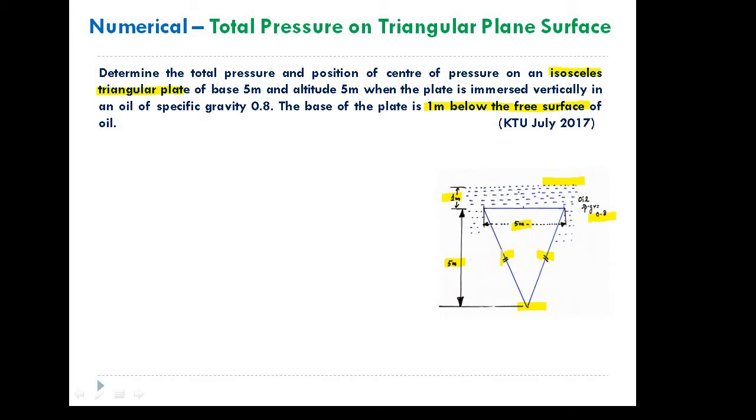Okay, so let us read the question once again. Determine the total pressure and center of pressure, that is P and h star, of an isosceles triangle, base 5 meter, altitude 5 meter. So if base and altitude length are given, you can find out the area of this isosceles triangle. So how to get the area of the triangle? It is half BH, half into base length into altitude length. It is immersed vertically, so that is very important. Here the plate is not inclined with the plane surface, but it is immersed vertically.